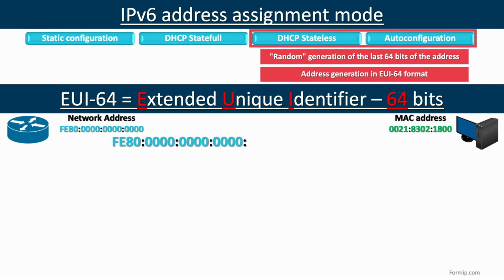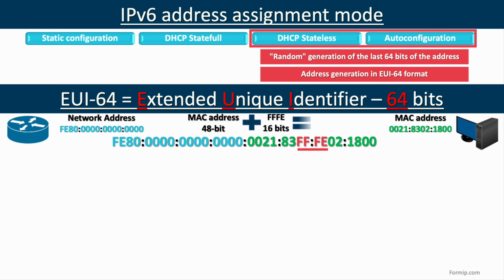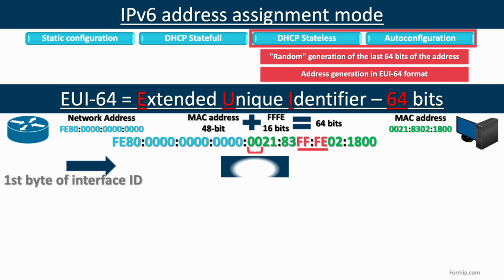On the left, we have our network prefix, and on the right, a PC which wants to get an address automatically with the EUI-64 method. To start, you need to combine the network prefix with the MAC address, but add FFFE in the middle of the MAC address. We add these 4 characters because a MAC address is 48 bits, and we need 64 bits to complete our network address.